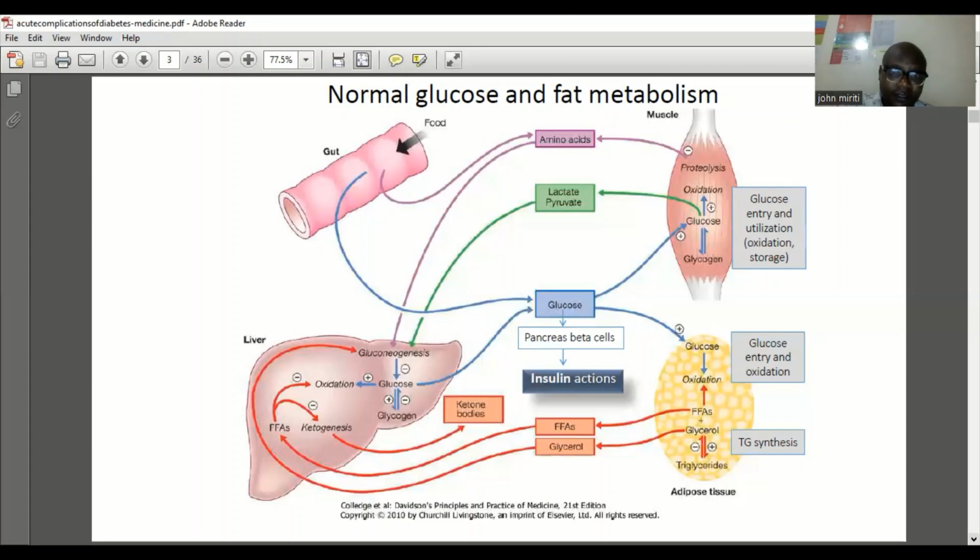So you can see again the amino acids can also be proteolyzed into what? Into gluconeogenesis back in the liver. So basically, that is the cycle of glucose metabolism and fat metabolism in the body. The involvement of the gut, the involvement of the muscles, which consume the glucose, and the fatty acids, and the protein, and the liver. You can see how this one is moving around.